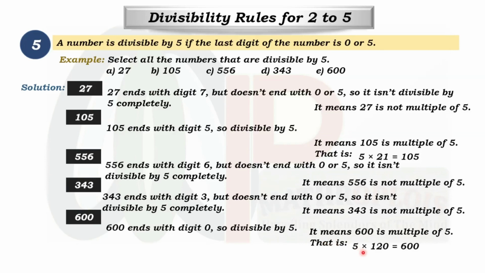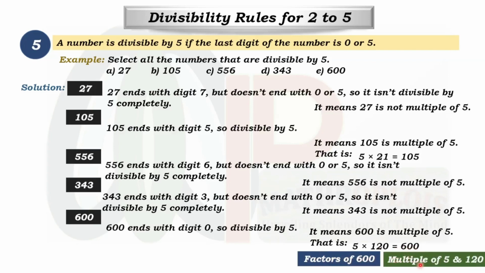That is, 5 multiplied by 120 is equal to 600. Here, 5 and 120 are factors of 600. And 600 is a multiple of 5 and 120.